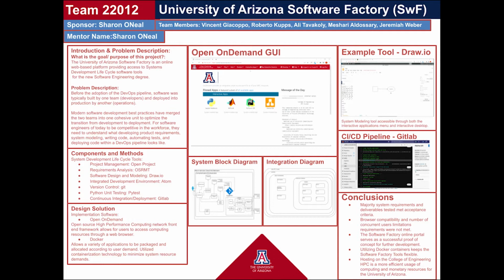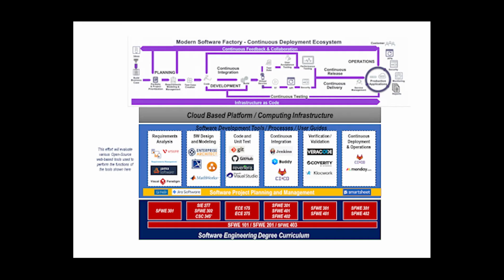Modern software development best practices have merged the two teams into one cohesive unit in order to optimize the transition from development to deployment. A software factory expands beyond development and operations to include initial requirements gathering, modeling, and project planning. In order for software engineers of today to be competitive in the workforce, they need to understand what writing code, automated testing, and building scripts for a DevOps pipeline looks like. The goal is to design and develop an online web-based platform for software engineering students to access systems development lifecycle software tools.